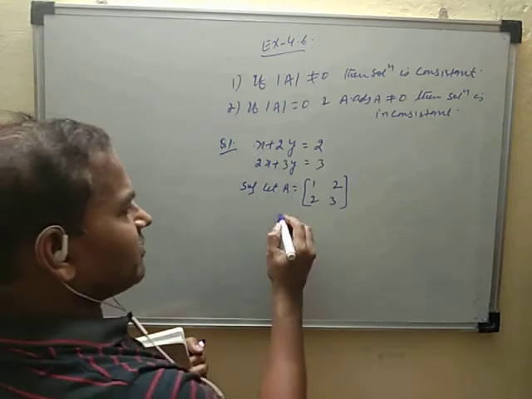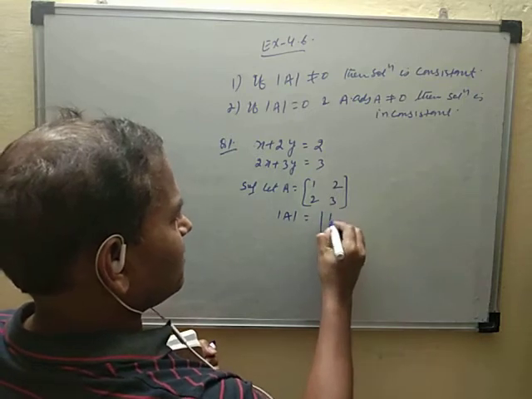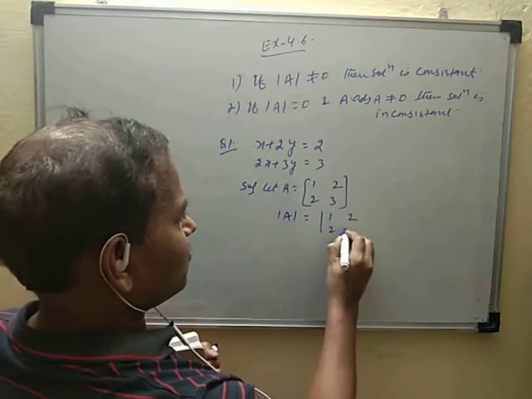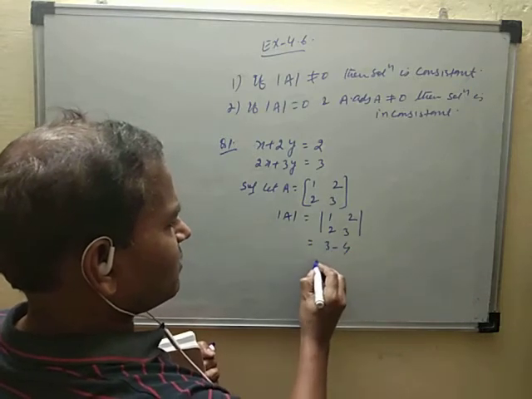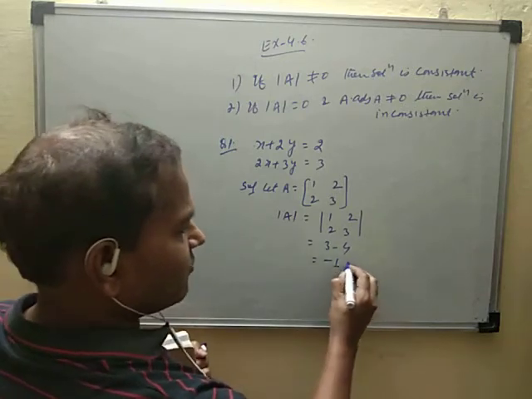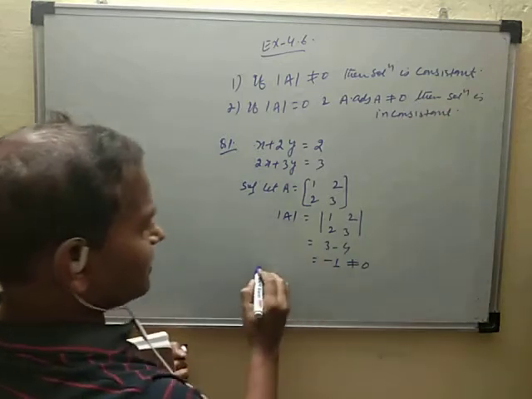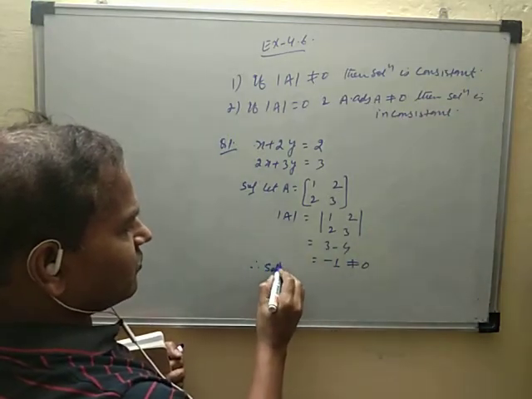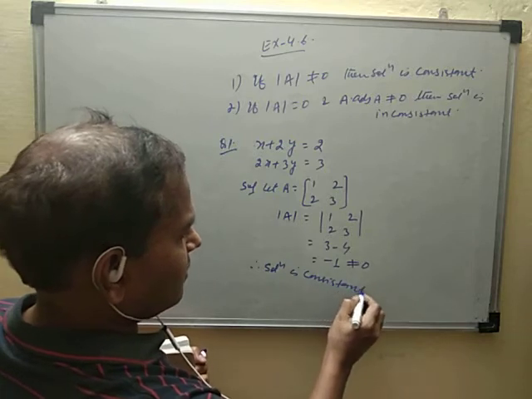Now find the determinant. So determinant of A is cross multiply. Determinant of 1, 2, 2, 3 is equal to 3 minus 4, that is minus 1. So determinant value is not equal to 0. So the solution is consistent.